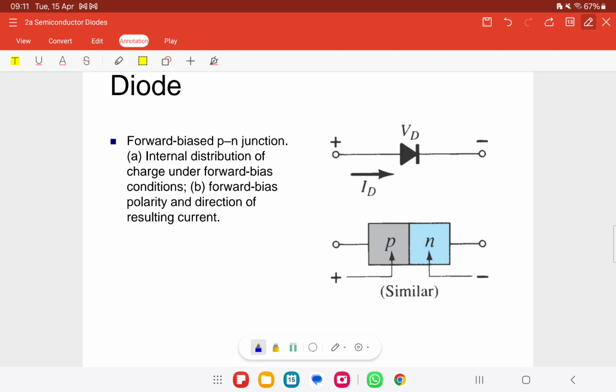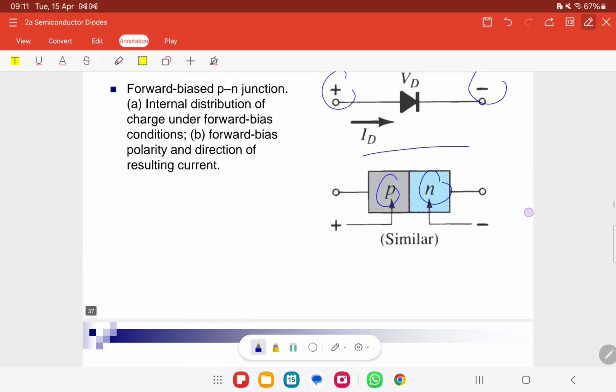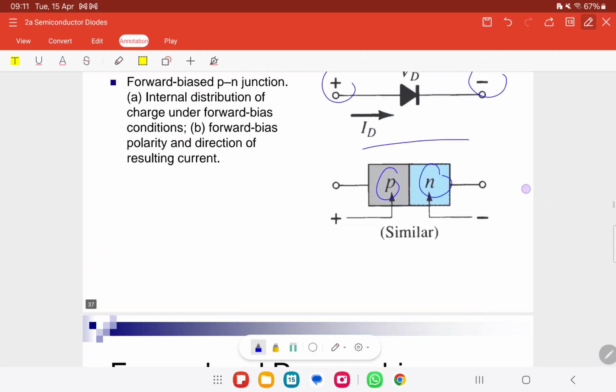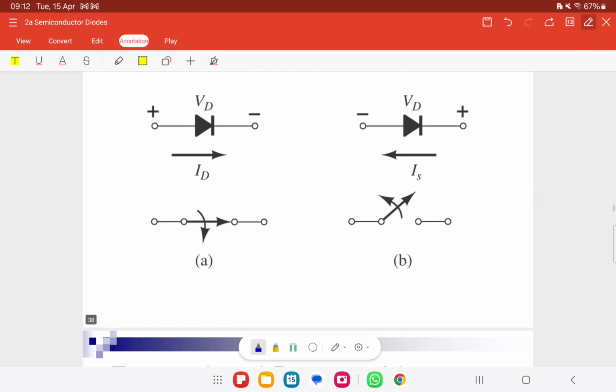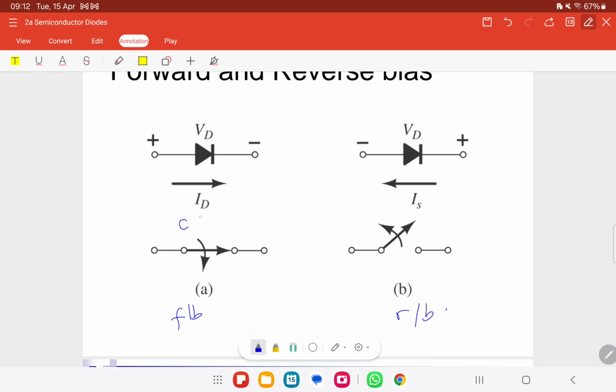So this is for drawing the symbol of the diode. Positive for the P type, negative for the N type. This is the cathode, this is the anode. Forward and reverse bias. This is forward bias, this is reverse bias. So forward bias is closed circuit. This is open circuit.